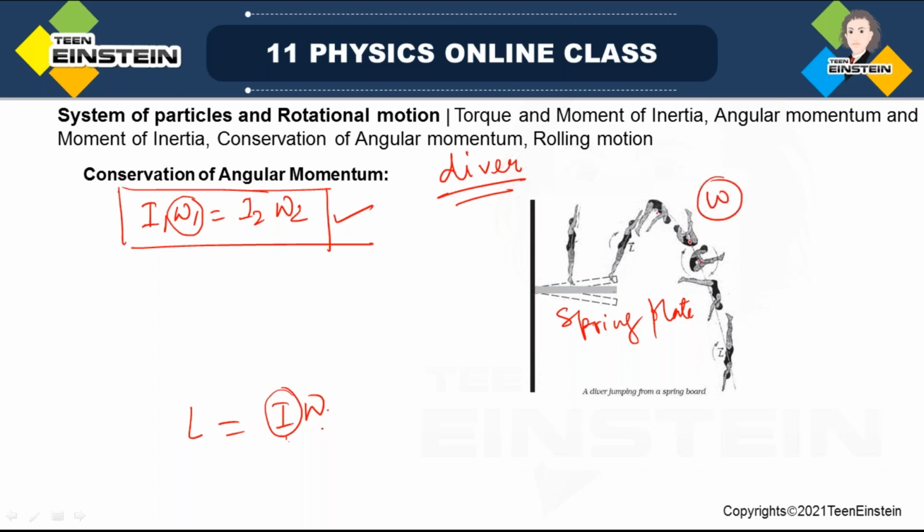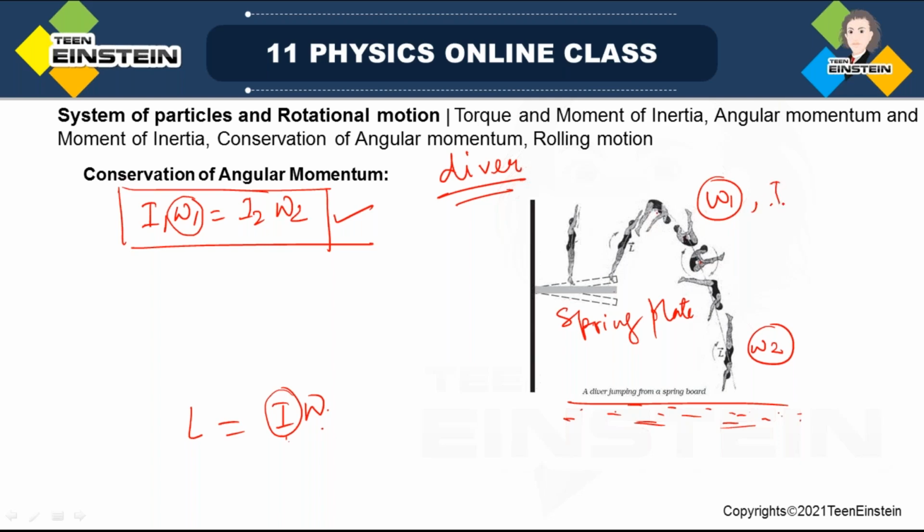They will be rotating very fast with greater angular velocity. But as soon as they are reaching the surface of the water, their angular velocity has to be decreased. Suppose this is omega 1 and this here is omega 2. This has to be decreased.